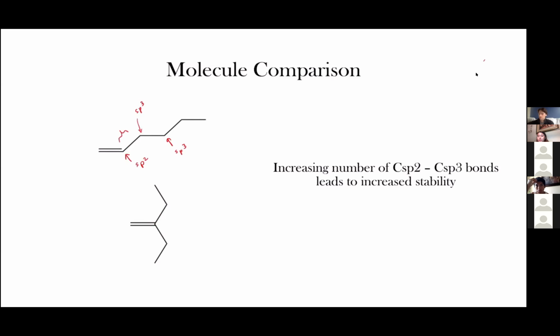Okay, so if we compare these bonds, let's compare this bond with this bond, right? So in this case, we have a carbon-carbon bond between a carbon sp2 and a carbon sp3. And in this bond up here, we have a carbon sp3 with a carbon sp3. So that's what that notation means, the C-sp2 and C-sp3. Okay, so if we think back to the last slide with the hybridizations, is a C-sp2 C-sp3 bond going to be stronger, or is a C-sp3 C-sp3 bond going to be stronger?